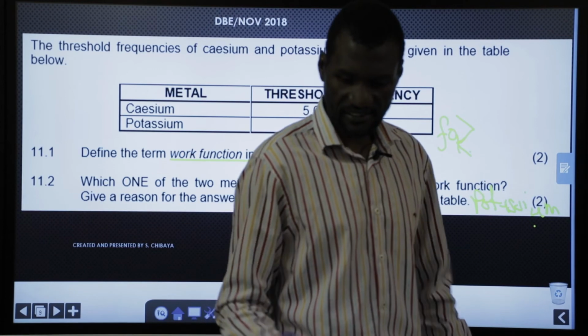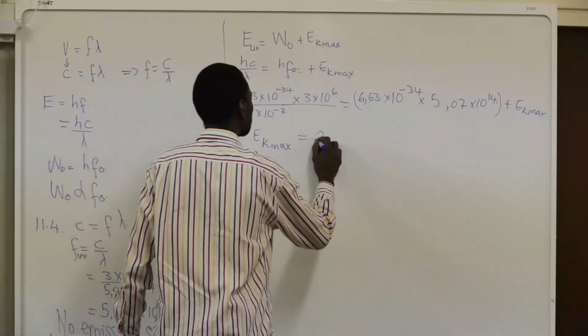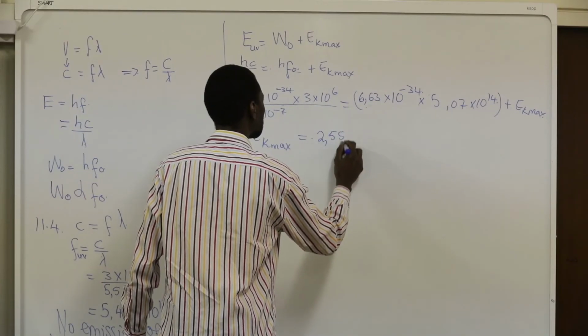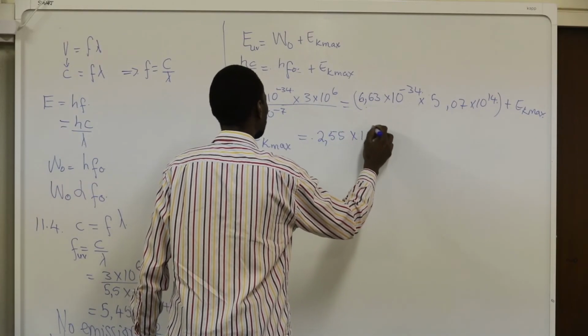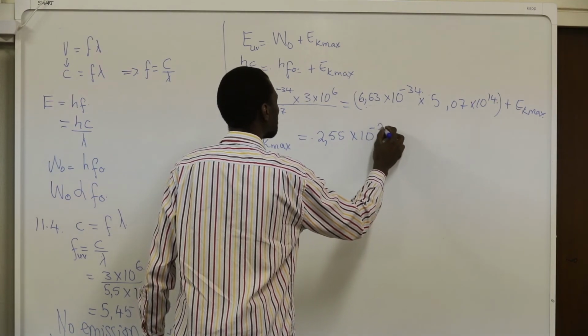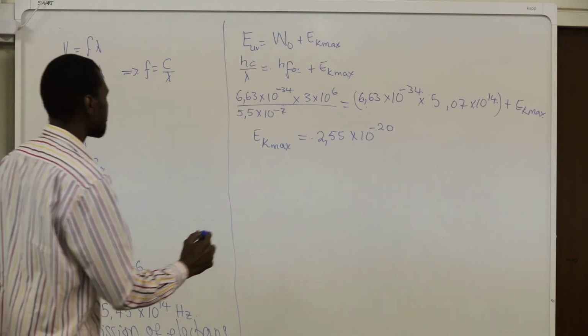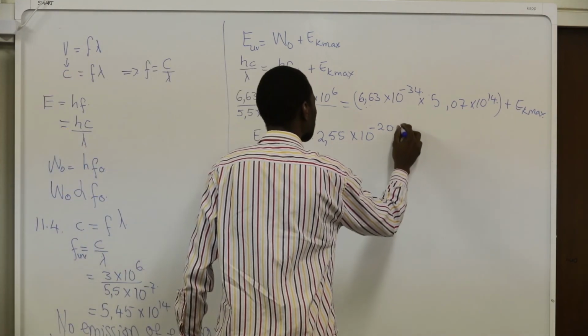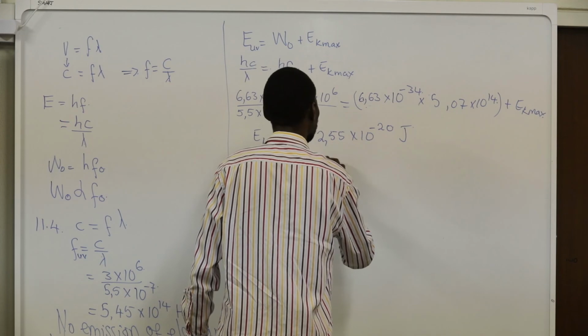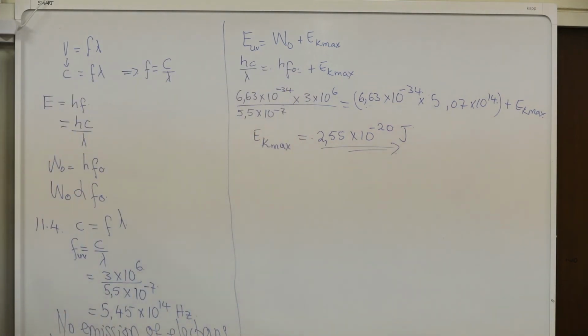It should give us 2,55 times 10 to the power of negative 20, and because it's energy, the answer is in joules. All right. Good. Let's move on to the last part of this question.